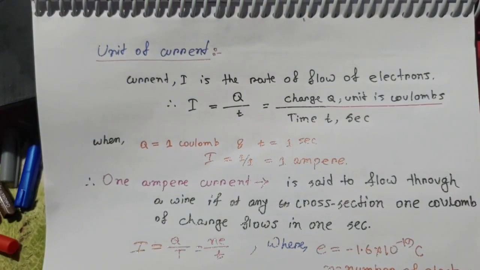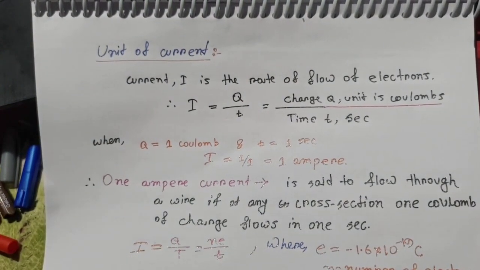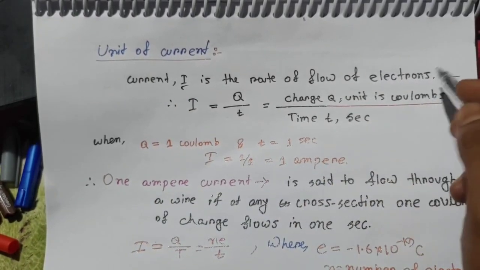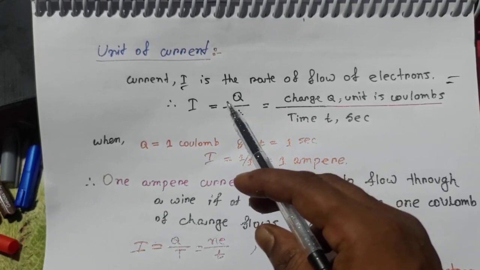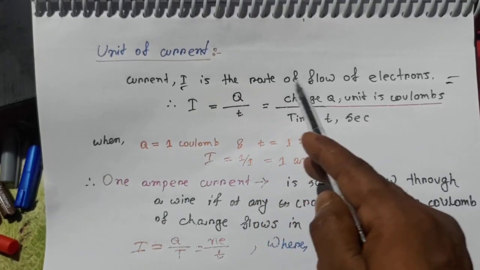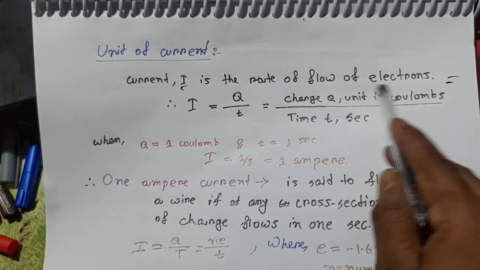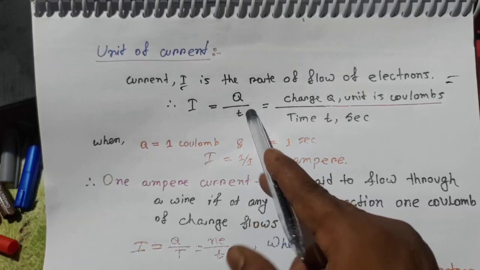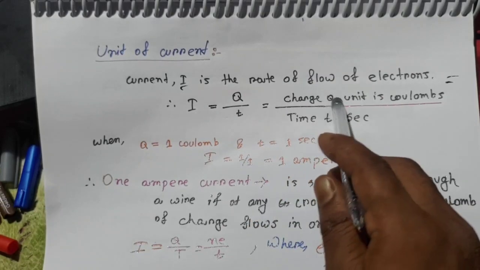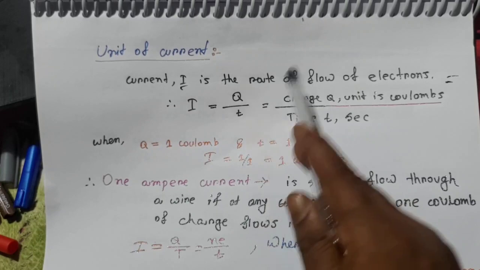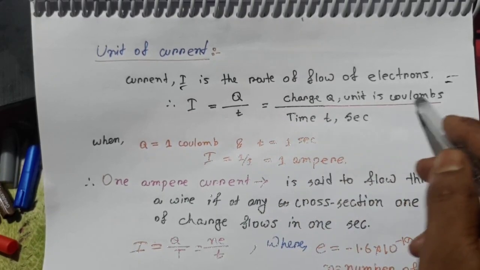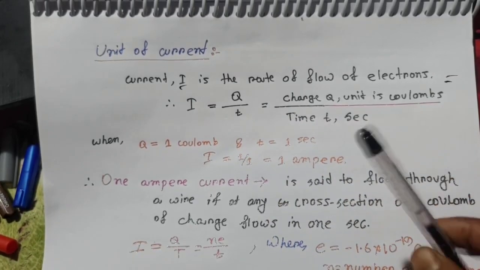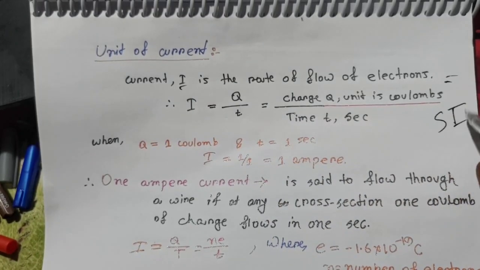The unit of current we have already discussed. Current I is the rate of flow of electrons. Current is denoted by I. So I is equal to Q by T. Q is charge, T is time. The unit of charge is coulomb, and time is in seconds. All are SI units.